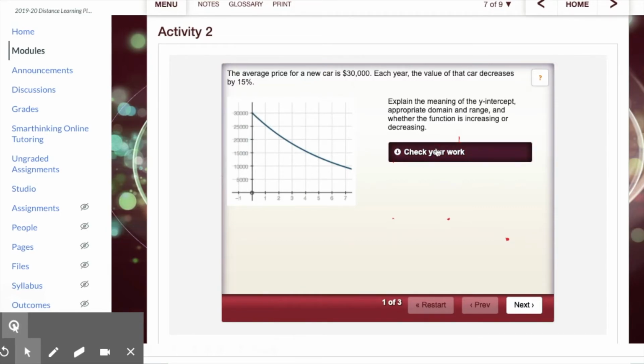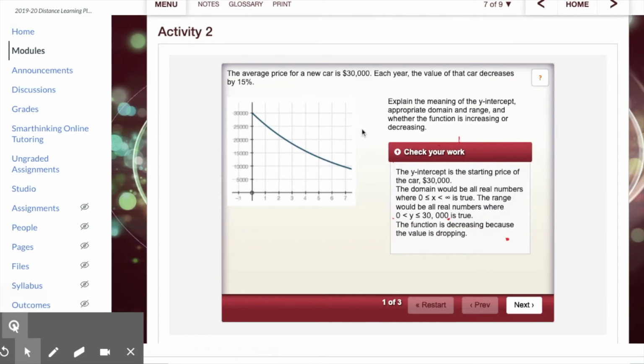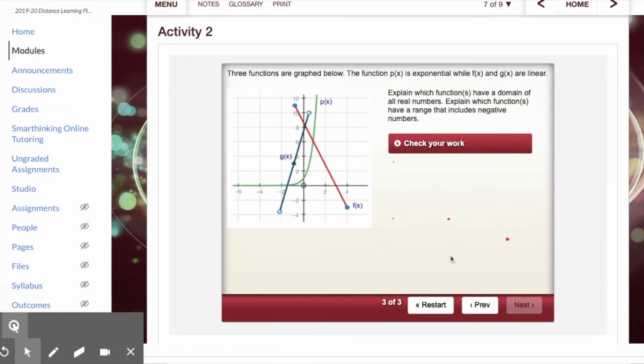So let's see what it says. Y-intercept is a starting price. Sweet, we got that. Domain would be all real numbers, where we go from 0 to positive infinity. Sweet. So the positive numbers only, which is what we said. The range would be all real numbers, where we're going from 0 to 30,000, which is what we said. And then it is decreasing. Sweet. And for the last one, we're going to look at number 3.